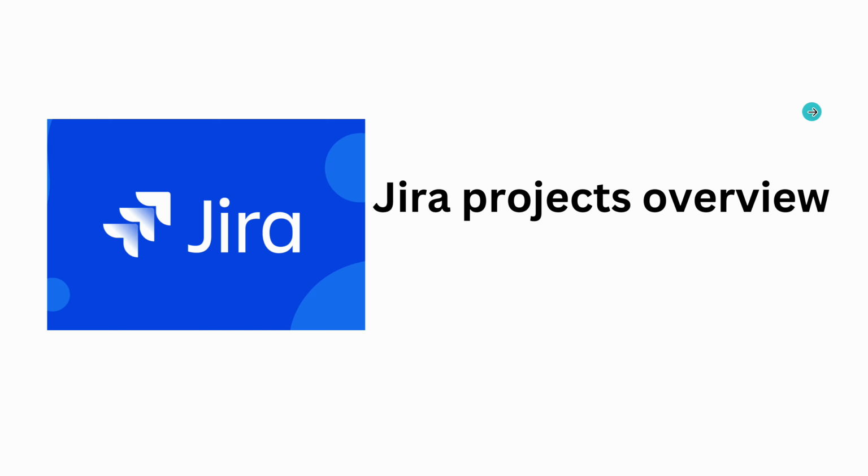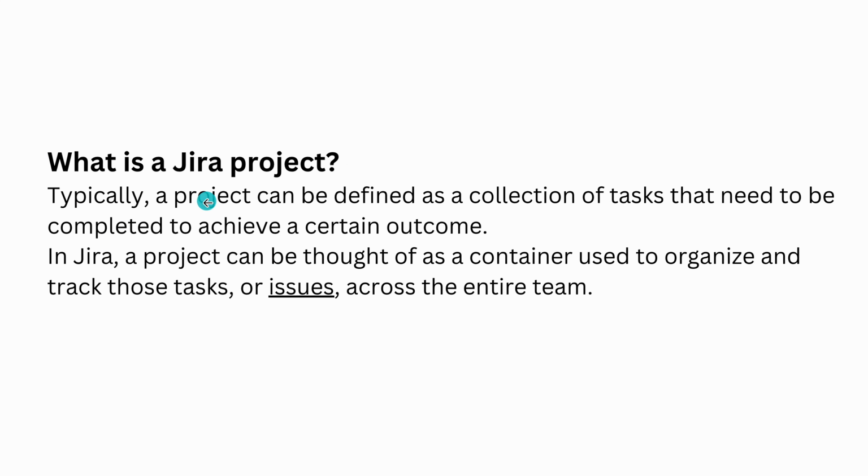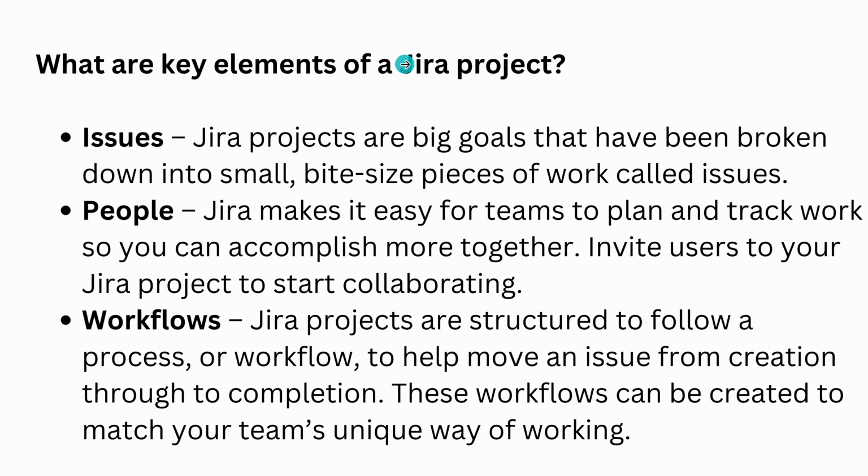So if I go to my slide, this is the project overview. What is a project? A project is typically a collection of tasks. There are many things to be accomplished within a project, and these things are known as tasks. The combined collection of tasks is known as a project. In JIRA, a project can be thought of as a container used to organize and track those tasks or issues across the entire team. The key elements of JIRA projects are issues, people, and workflow.